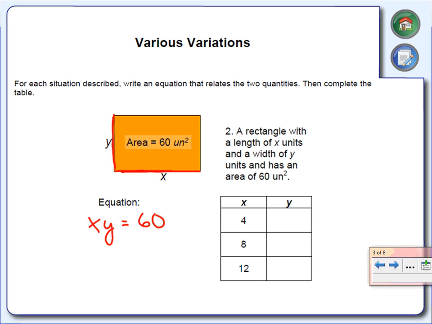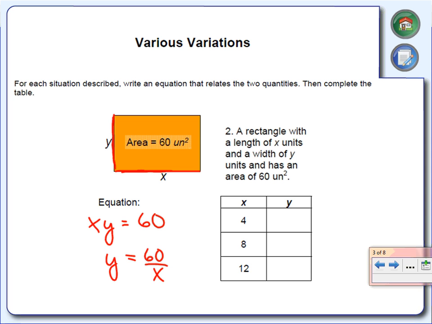So what do I need to do if I want this one to say y equals? Okay, so how are we going to move the x? What are they doing to the x and the y right now? They are multiplying. So what's the opposite of multiplying by an x? Divide. Okay, so now we have 60 divided by x. Again, let's not forget, y is going to represent the width. X is going to represent the length. We know the area is 60.